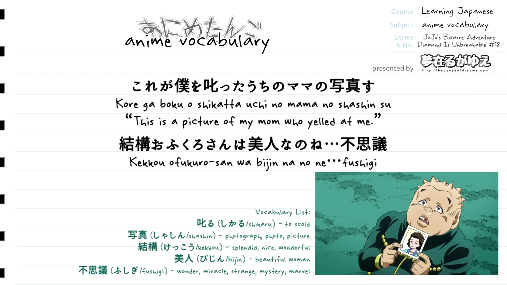Alright, so like I just said, this is a very compact line. Let's just jump right into it. First up, we have the word kore, and this is going to mean basically this. It's going to be a noun. So we're going to mark kore as the subject of the sentence by adding the particle ga right after it. Right after that, we have the word boku, which is a first-person pronoun that just translates to I, basically used by boys. We are going to mark boku as the direct object of an action. So we have the direct object marker o right after it.